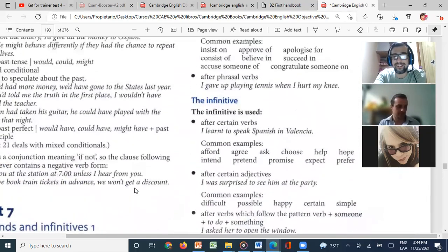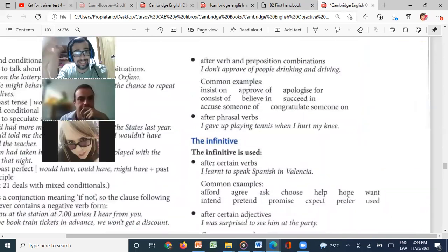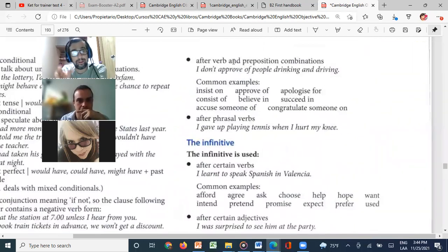Now, very, very quick. I know this takes a little while, but I think it's something very important because in a moment we're going to practice speaking. So I want us to maybe start using some of this, right? So now we have, after a verb also, Estrella, we use verbs plus preposition plus gerund. What verbs? For example, approve of. In this case, you can say, I don't approve of people drinking and driving.